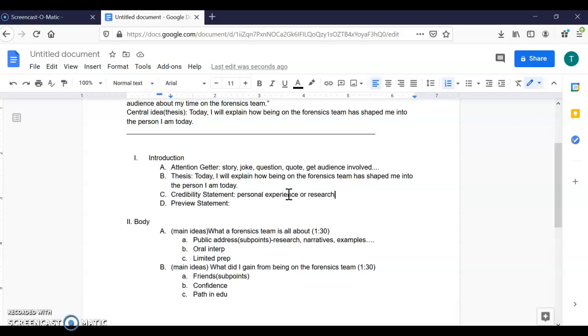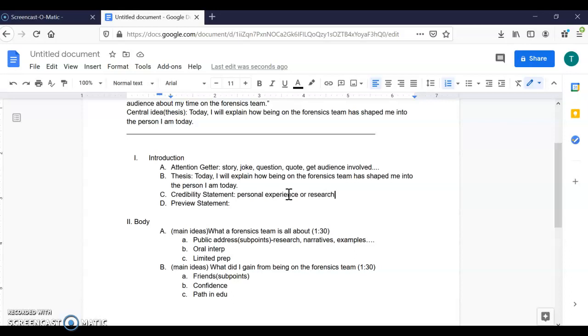Okay, so for this particular topic, how being on the forensics team shaped me into the person I am today, I can either cite my personal experience, which I believe in my example outline I do. I talk about how I was on the team, the competitions I went to, the awards that I was involved in, my coaching experience, and that establishes my credibility to talk about it. Okay. I could also cite a piece of research. I could give the definition, I could give some statistics, but really it's tied up in a nice little bow if I just talk about my personal experience. That is typically what happens when you're giving your introductory speech about an experience rather than a person.